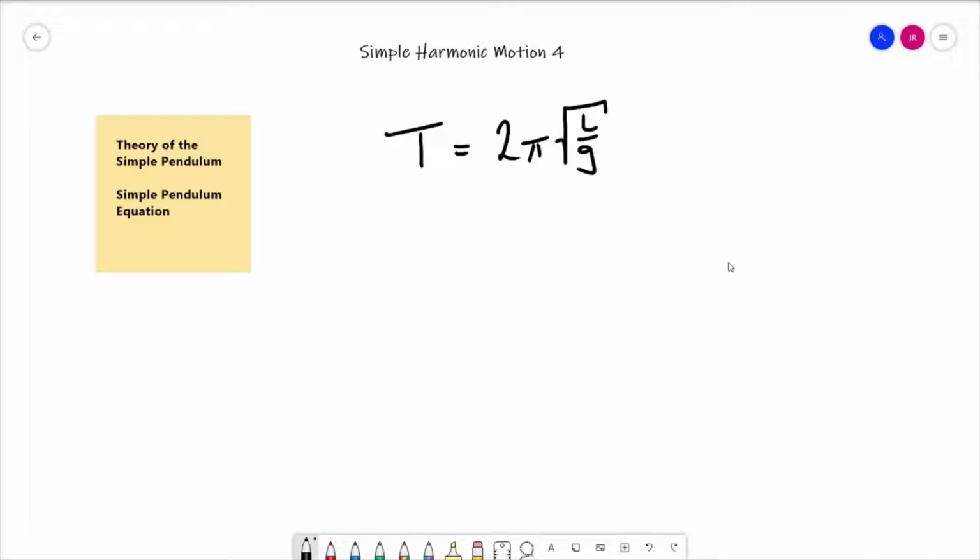Now in today's video what we're going to be looking at is a different oscillating system. We're going to be looking at the mass on spring system and we're going to be trying to derive the equation for the time period of that system. Actually the idea behind this derivation is going to be very similar to what we did in the last video. We're going to try to find the resultant force acting in the system and then we're going to equate that to Newton's second law and try and get an equation for acceleration and then work through from there.